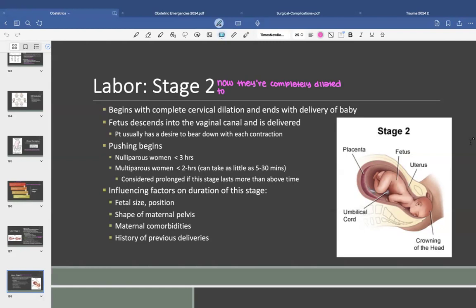It is considered prolonged if the stage lasts more than the times above. So if she's been pushing for 4 hours, that's prolonged. If she's multiparous and she's been pushing for 3 hours, that is prolonged. That is going to go into our dysfunctional labor, which we'll talk about in a little bit.